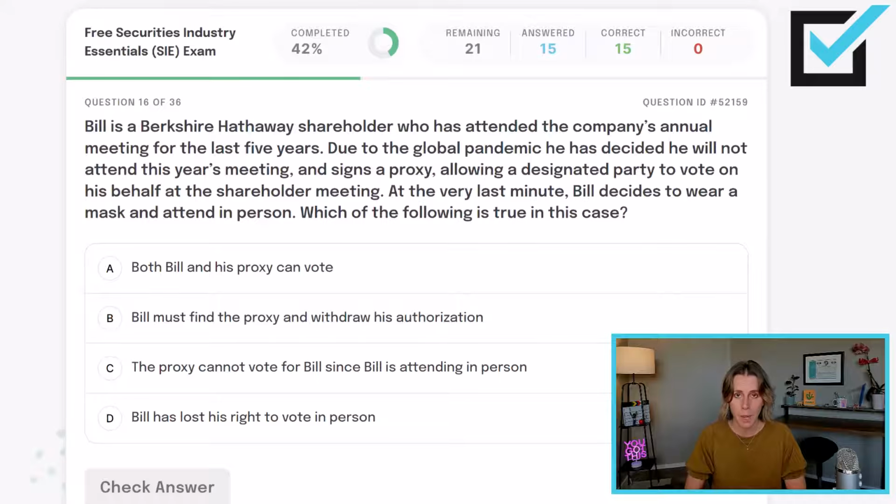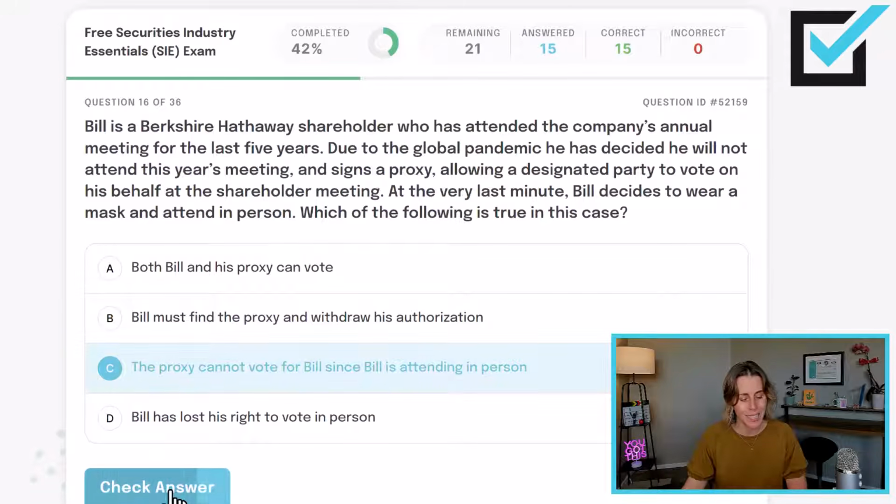Both Bill and his proxy can vote. No. Bill must find the proxy and withdraw his authorization. The proxy cannot vote for Bill since Bill is attending in person, or Bill has lost his right to vote in person. So the most correct answer in this question is: the proxy cannot vote for Bill since Bill is attending in person.